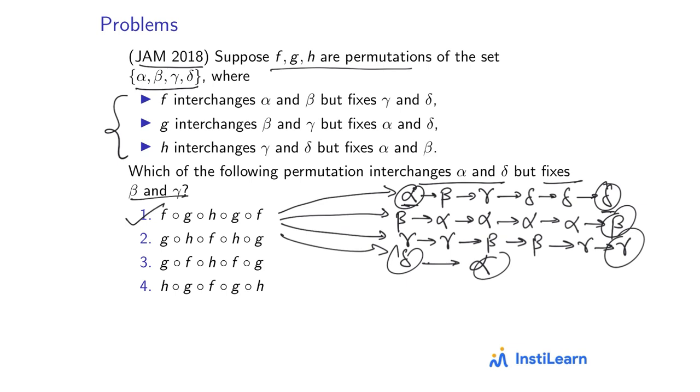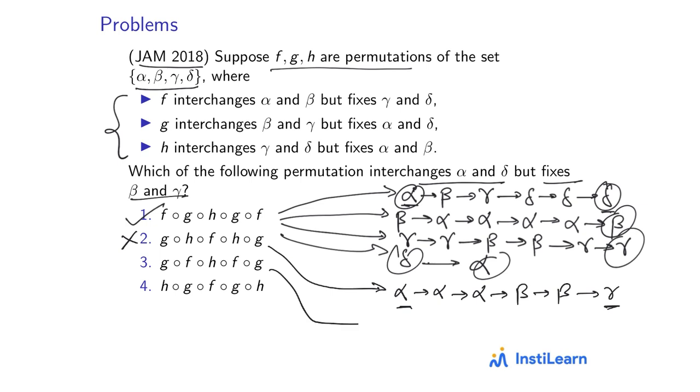Now let's look at the next permutation, this one. Let's see where alpha goes under this permutation. G of alpha is fixed, so alpha. Now H of alpha is also fixed. Now F of alpha is an interchange, goes to beta. Then H of beta is fixed, so beta. And then G of beta is gamma. So alpha is going to gamma, which we don't want. So this can't be the permutation.